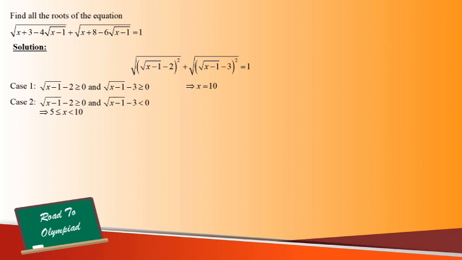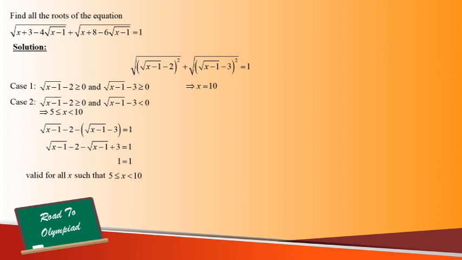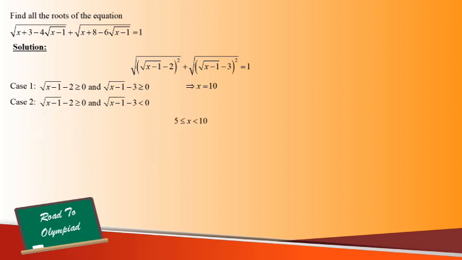Because square root of x minus 1 minus 3 is negative, the square root of the square of the expression must be the negative of square root of x minus 1 minus 3. And thus we come out with these equations, which when we simplify, we get 1 is equal to 1. This means that the equation will always be correct regardless of the value of x. So the equation is true for all x between 5 and 10, inclusive of 5.